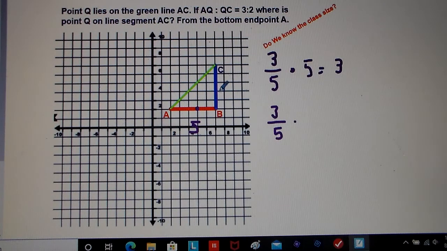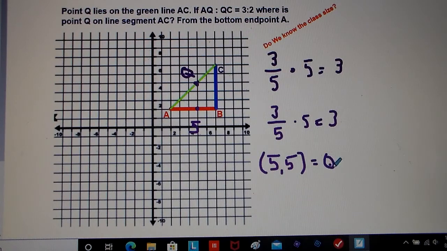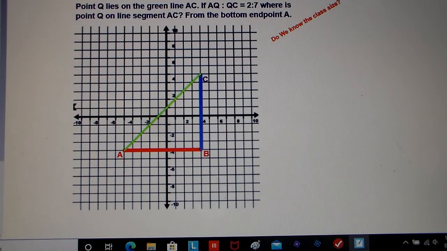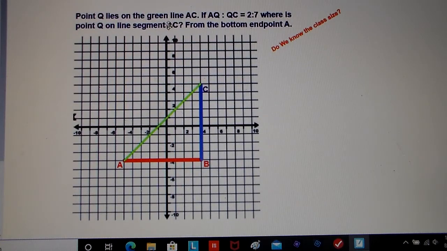The height: 1, 2, 3, 4, 5. So 3 up. That's the location of Q. It's 5 to the right, 5 up. And that's the location of Q. And this one's a little bit different, but you understand the principle, so try it on your own first.